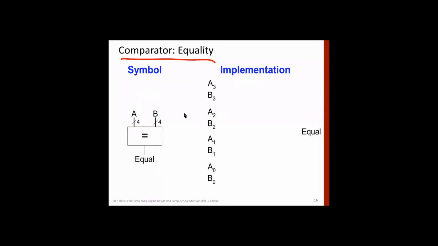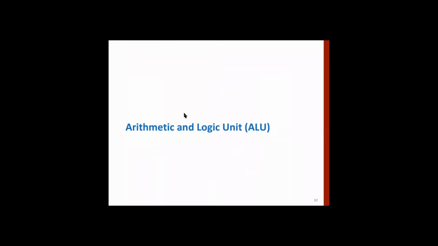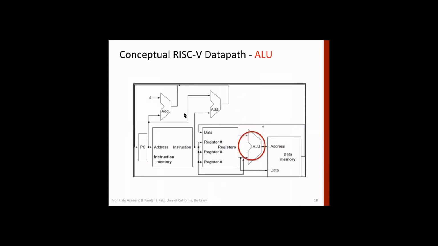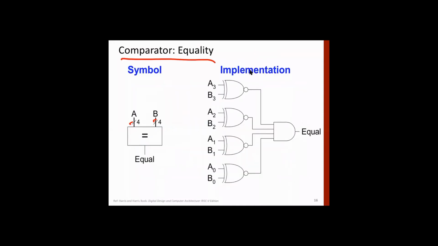So we can create a comparator as shown here. When A is equal to B, then the output is going to be 1. Very simple. All right, so next is the ALU, the arithmetic logic unit. So the comparator is to compare two numbers, right?